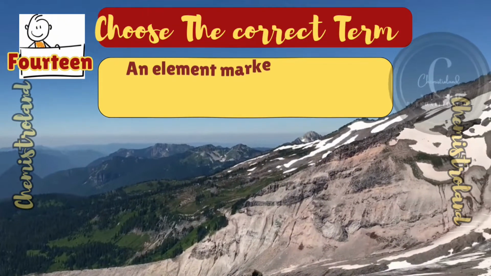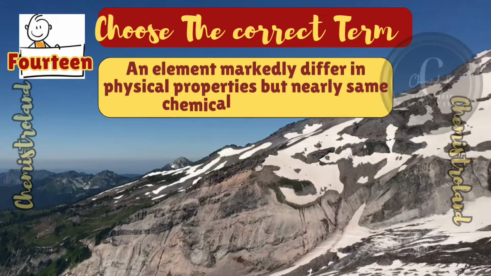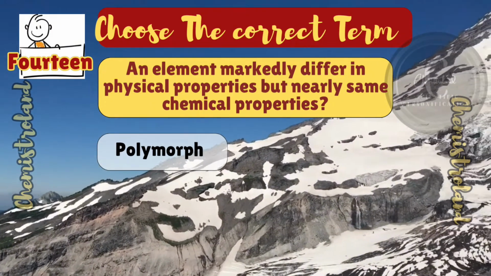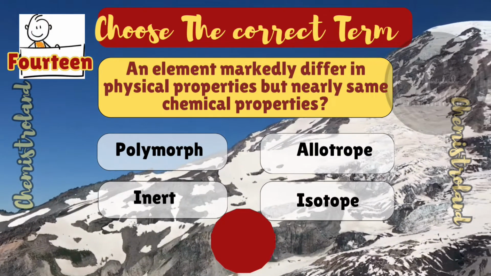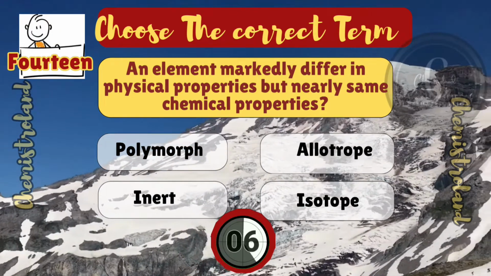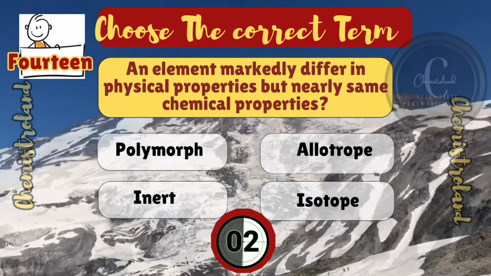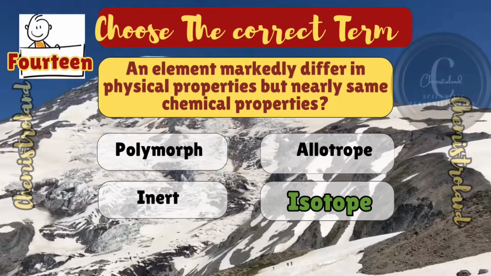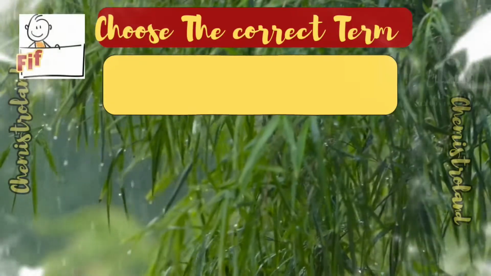An element markedly differs in physical properties, but has nearly the same chemical properties. Options are polymorph, allotrope, inert, and isotope. True, it's isotope. Let's keep going.